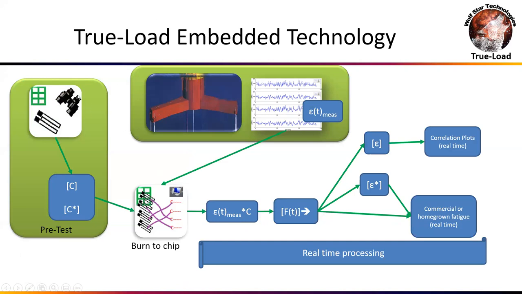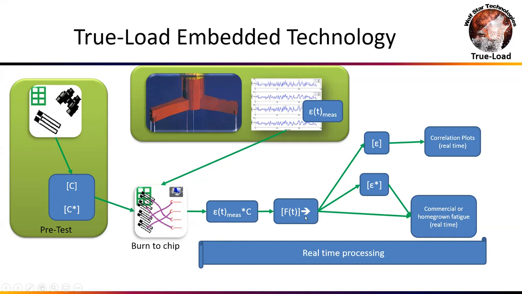So basically, this is going to be an embedded technology of TrueLoad. We'll go through the TrueLoad pretest software, extract a correlation matrix, and burn that to a computer chip. We'll instrument the live part and do strain data collection during operation. And then the mathematics to get the loads is actually pretty simple. It's just a matrix multiply.